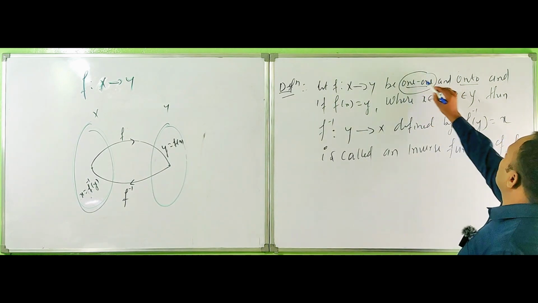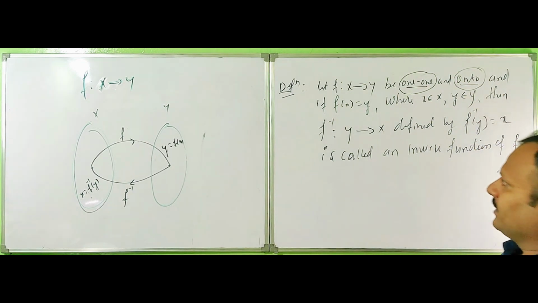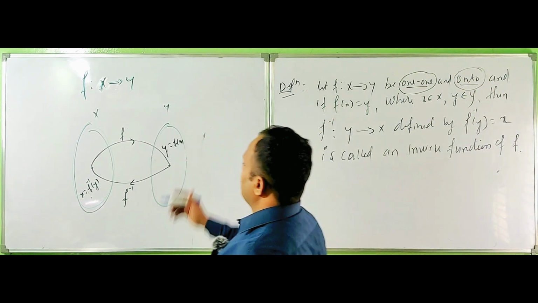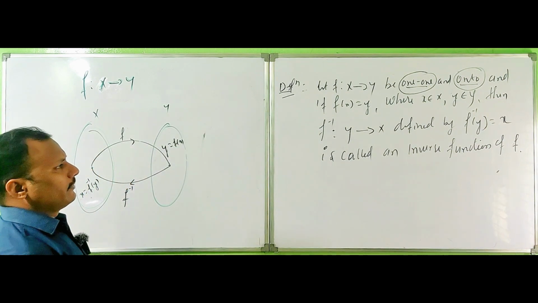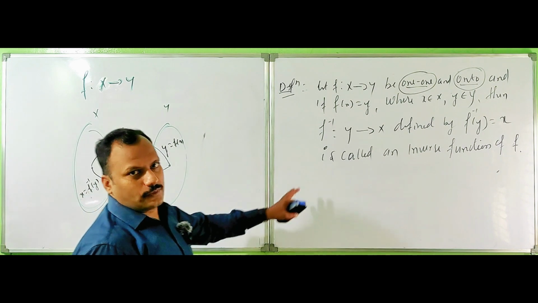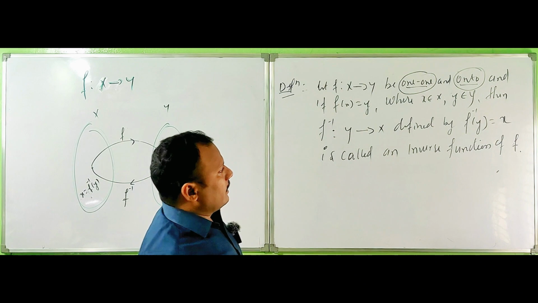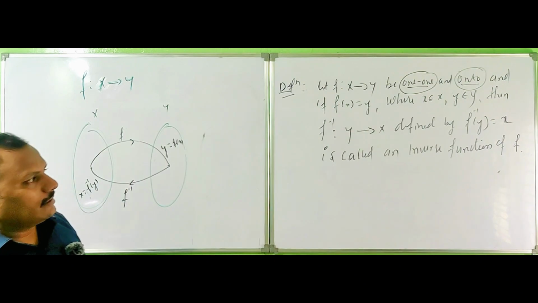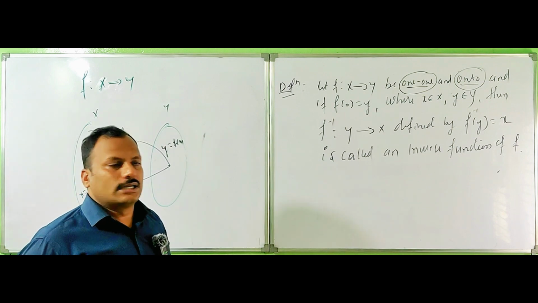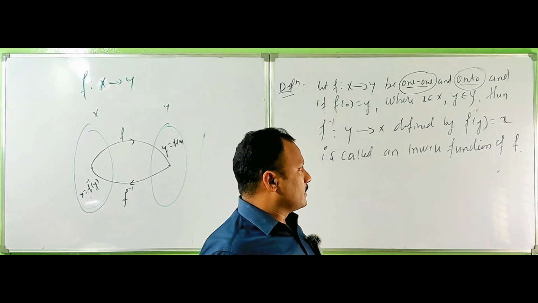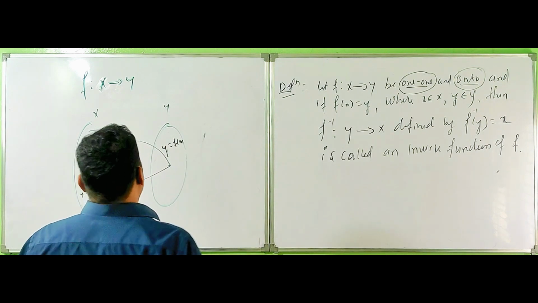This is the important concept. If f is a function from X to Y, one-one and onto, and if f of x is equal to y, where x belongs to X and y belongs to Y, then f inverse, written as f to the power minus 1, from Y to X defined by f inverse of y is equal to x, is called an inverse function or invertible function.